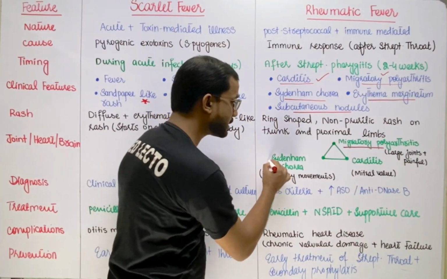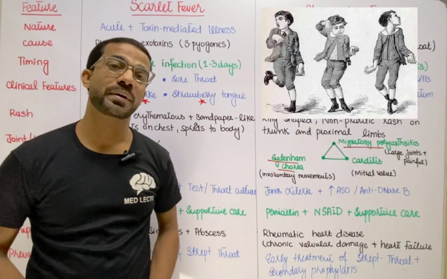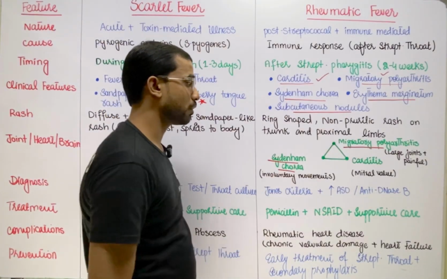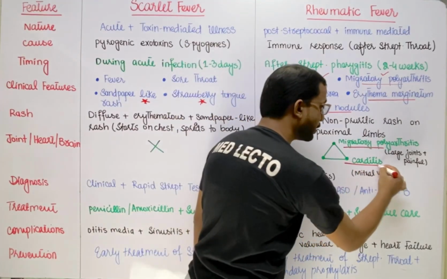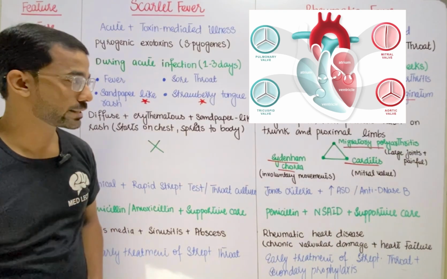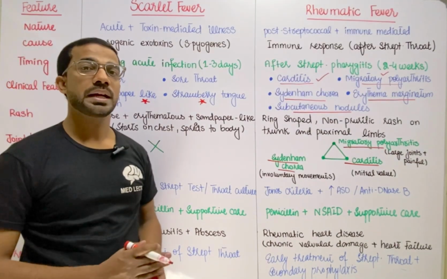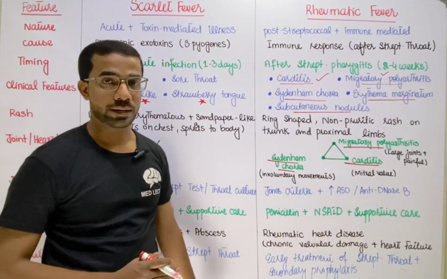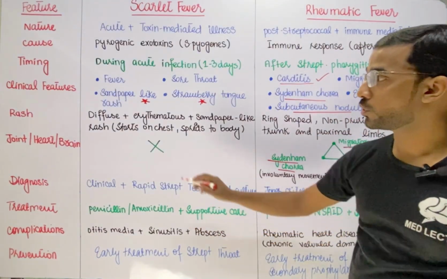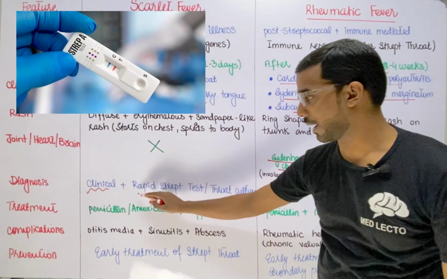You can see Sydenham chorea. These are involuntary, jerky movements of the hands and feet. That is the involvement of the brain. And in carditis, the heart, you will mostly see the mitral valve involved. So these are the different manifestations related to the joints, heart, and brain that will be seen in rheumatic fever. Diagnosis: you will diagnose with the clinical manifestations, and you can also go towards the rapid strep test and throat culture.